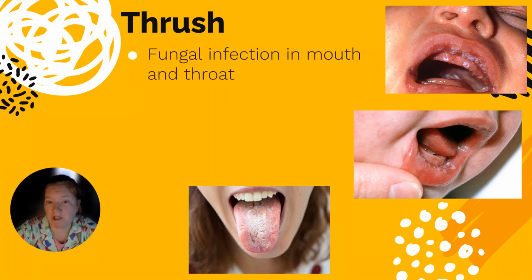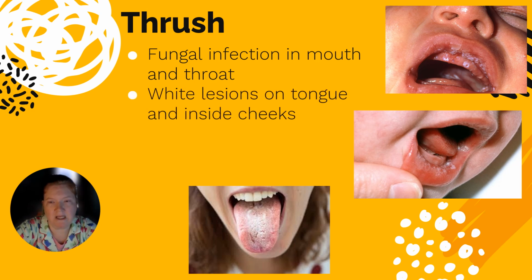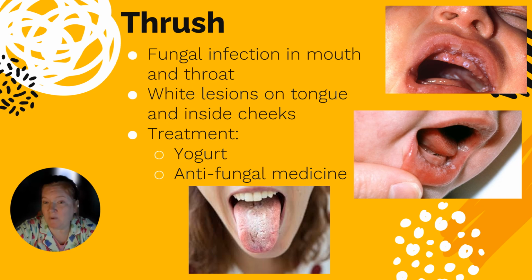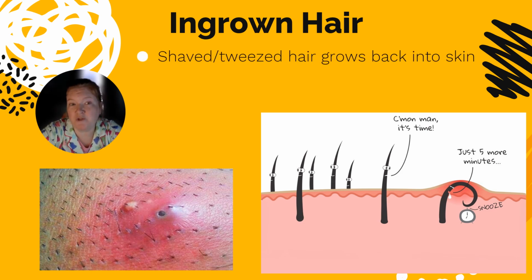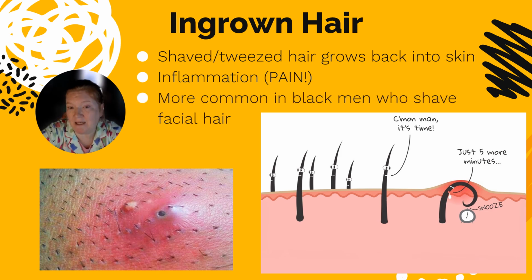All right, thrush. Thrush is a fungal infection in the mouth and throat. You get these white lesions on the tongue and inside the cheeks. It's common after a round of antibiotics, so then there's an overgrowth in the mouth as a result. Treatment is yogurt, which has some good bacteria, or antifungal medication. In addition to having an ingrown nail, you can have an ingrown hair. And this is where a shaved or tweezed hair grows back into the skin. Inflammation, pain again. It's more common in Black men who shave their facial hair because the hair is typically curly and it curls right back down and gets under the skin.